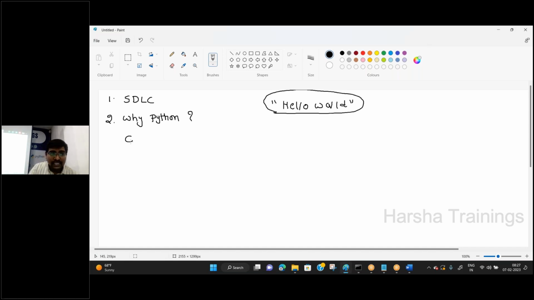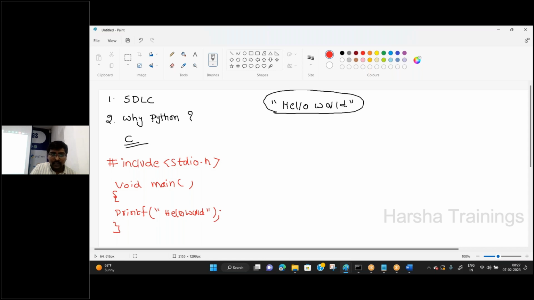First coming to C language. If you know, understand. If you don't know, no problem. Hash include stdio.h. Return type is your wish, either void main or int main, whatever it is. Void main, printf hello world. This is my program. If you want to print a hello world message, you need to write this much code in C language. This is the procedure oriented concept.